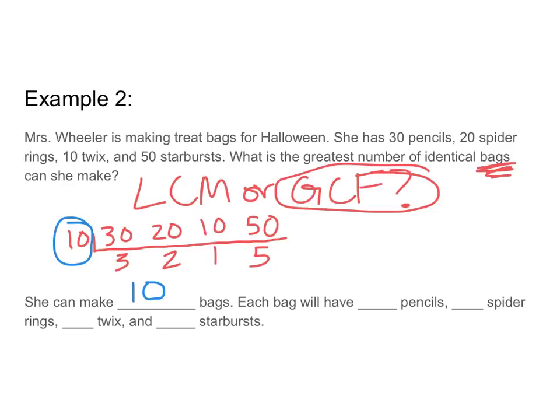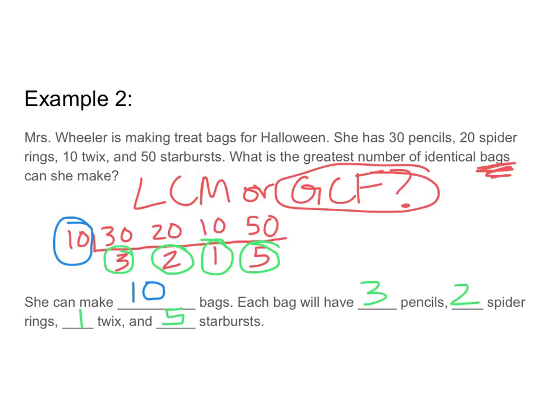And it's a little easier to find the follow-up on this one, because each bag is going to have 3 pencils, 2 spider rings, 1 Twix, and 5 Starbursts.